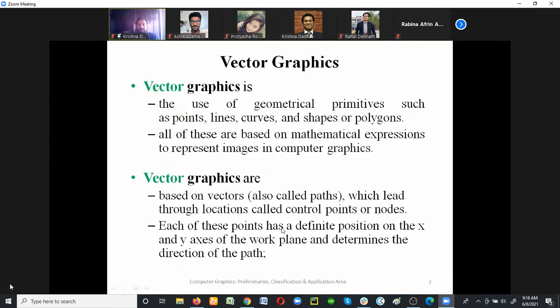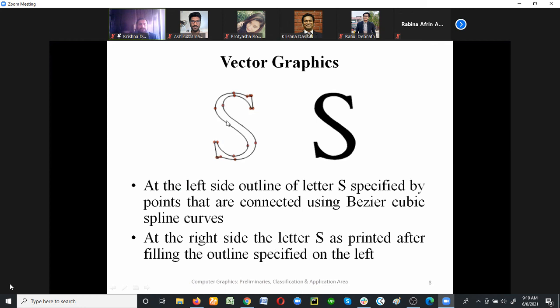For vector graphics, each of these points has a definite position on the x and y axis of the work plane and determines the direction of the path. So for any node or point, you can get the values for x and y, and then you can identify that point and draw. For example, say like this H has been drawn.